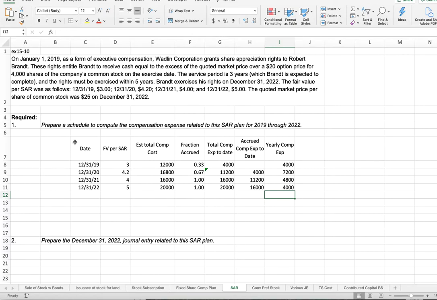So now we have our schedule completed, and let's just do a sum over here. And we see that the sum is that $20,000 that we're saying is the total compensation expense to date. And I'll go ahead and number format these so they're a little bit easier to read.